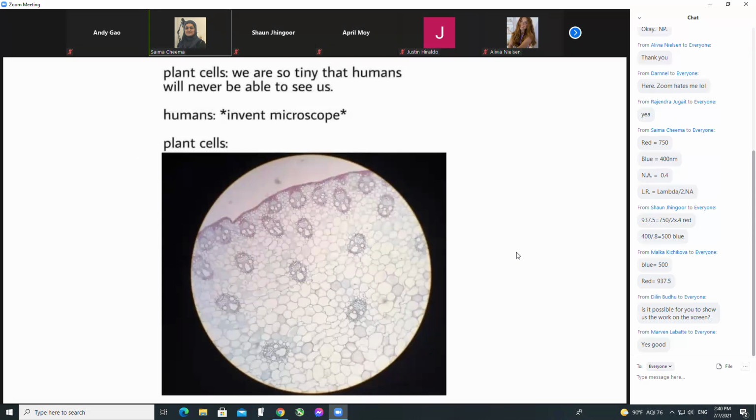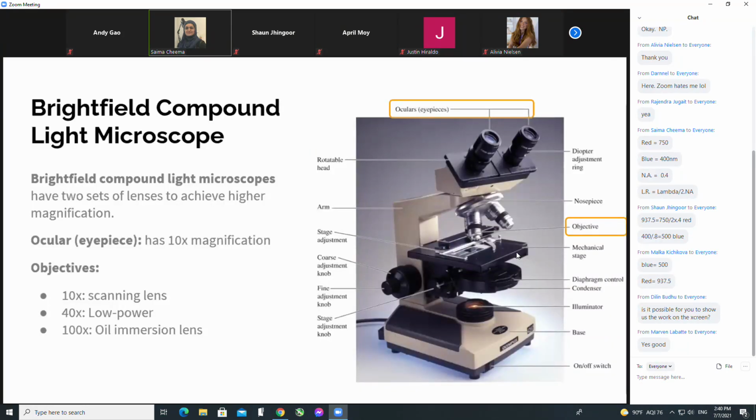Okay, so you want to know the limit of resolution. Something funny. I don't know if you can see all of those angry faces of Xylem and Phloem. Yeah, no? Okay, not funny. All right, that's fine too.